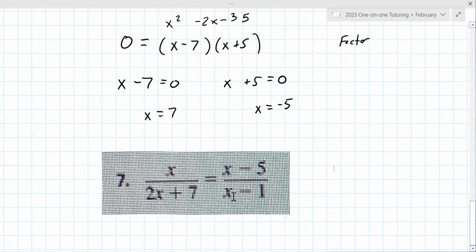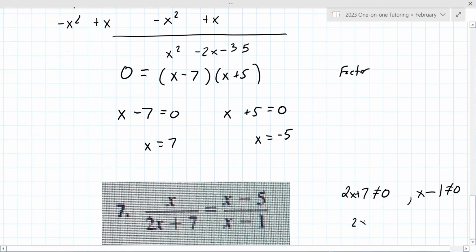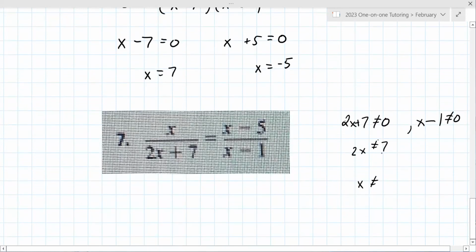And that's yet another reason why to write out the exclusions. Like if you write out 2x plus 7 cannot be 0 and x minus 1 cannot be 0, the bottoms, and you end up getting down here, x cannot be -7/2, x cannot be 1. As long as you've solved it correctly, and you have, then you know your answers are right. Okay. But if you don't do this, then you really should check.